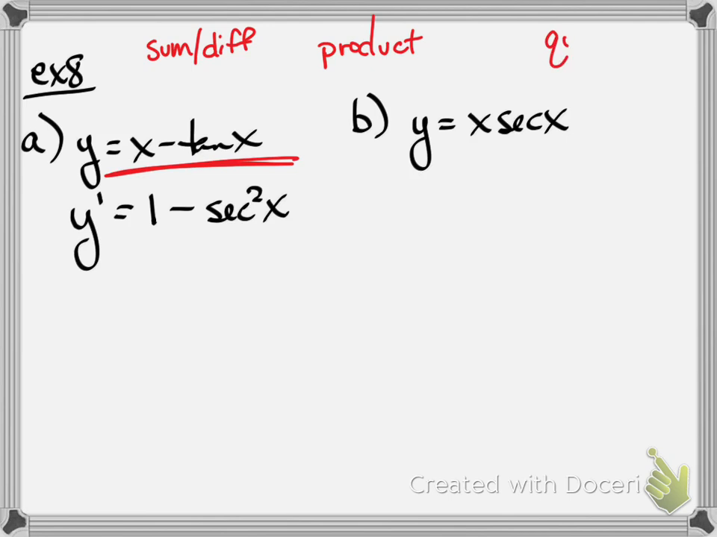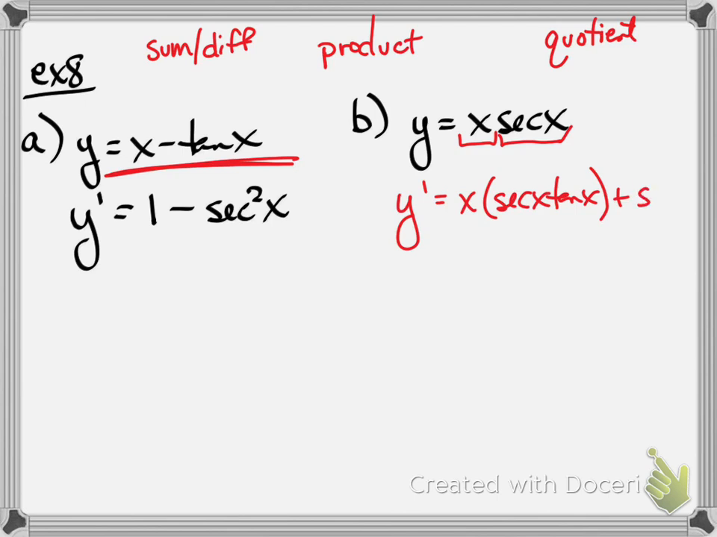Is it a quotient? Based on what it is, that's what rule I'm going to use. Since this is actually a product of two things, I'm going to have to use product rule. So first, derivative of second plus the second times the derivative of the first. And then you just clean it up a little bit.